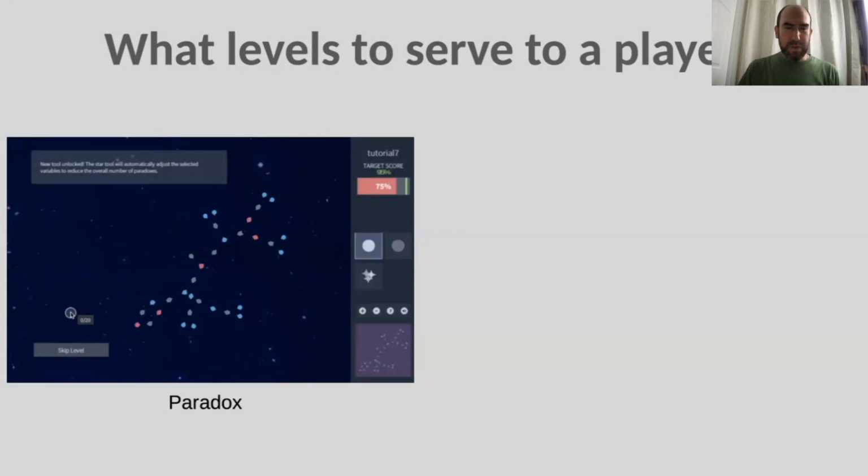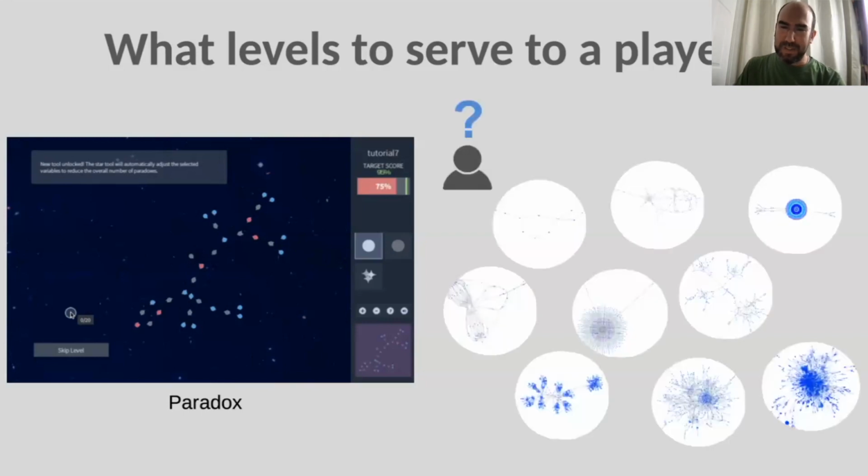And when we were working on this, we had a whole bunch of levels that we wanted people to solve. And we had the question, what level should we serve to a player? If a player finishes a level, win or lose, what should they do next? We have this huge pool of levels that we wanted to serve out to players, and we wanted to not give them something too hard, not give them something too easy. Is there something that we could do that was better than just picking something random and giving it to the players?